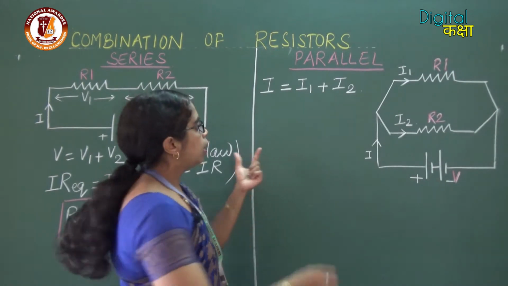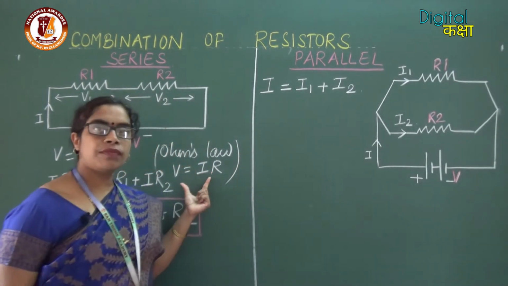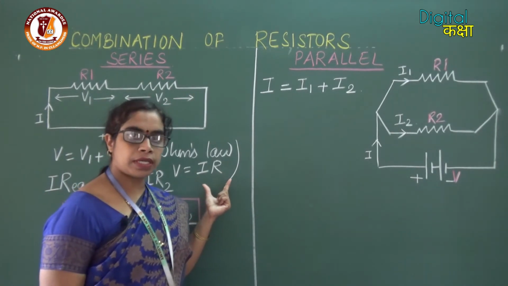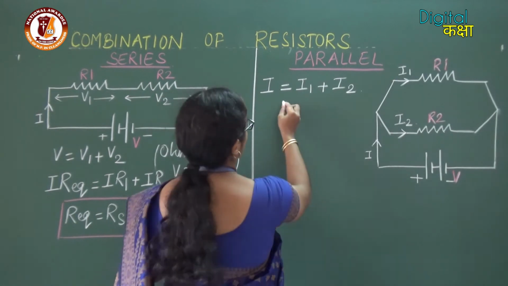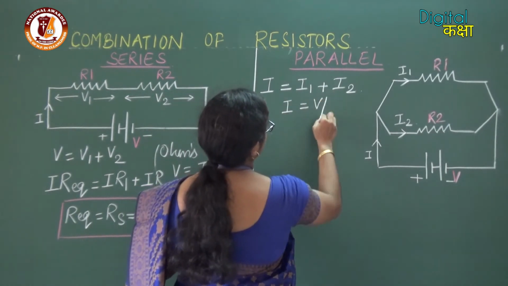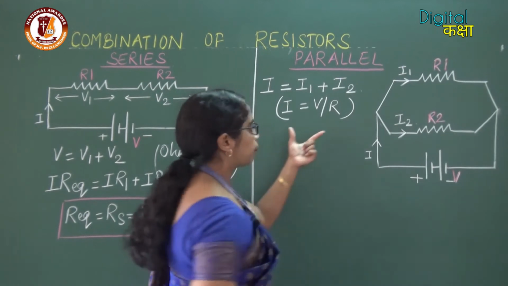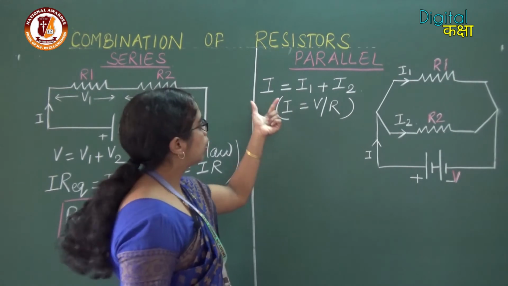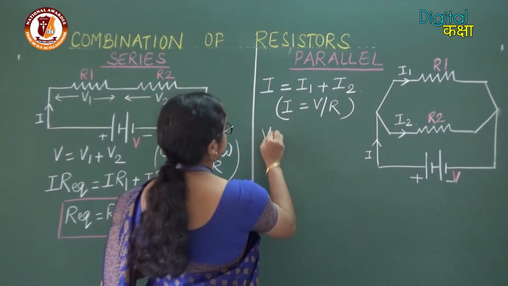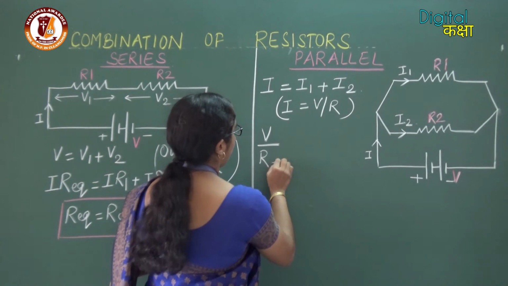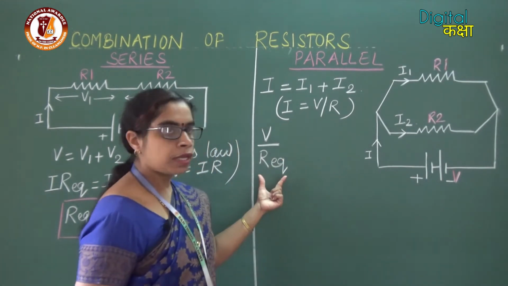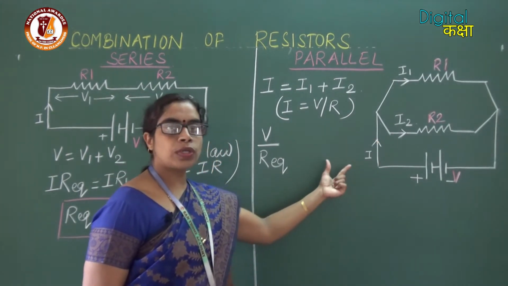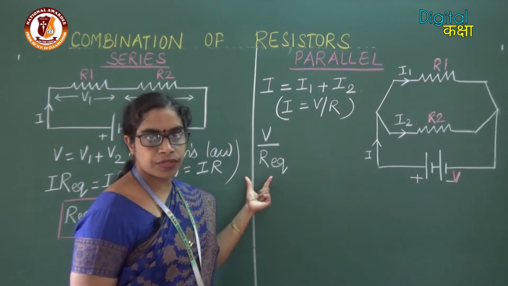In this case, according to Ohm's law, the formula V is equal to IR can be written in terms of I. So we know that I is equal to V upon R, and this value is to be substituted in this equation. So I will be replacing this I by V upon R equivalent, because this I gives me the value of the total current, and this total current will be flowing through the combination of the resistors.